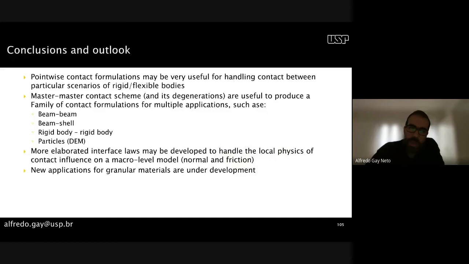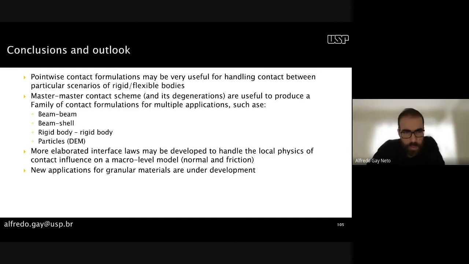So, some conclusions. Sorry, because I was in a little hurry at some parts, I couldn't go into details of the local contact problem, for example, but okay, the idea is to give an overview of contact mechanics, and also the master technique and related story, I tried to do that. So I can conclude by saying to you that pointwise contact formulations may be very useful for handling contact in some particular scenarios of rigid or flexible bodies. In this case, master-master contact schemes and its degenerations can be useful to produce a family of contact formulations for multiple applications, such as beam-beam, beam-shell, rigid body with rigid body, and particles with discrete element method, for example.